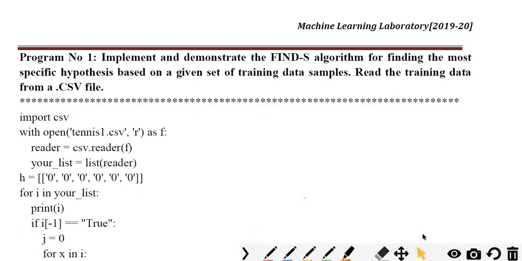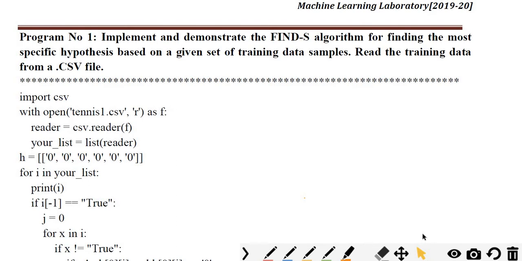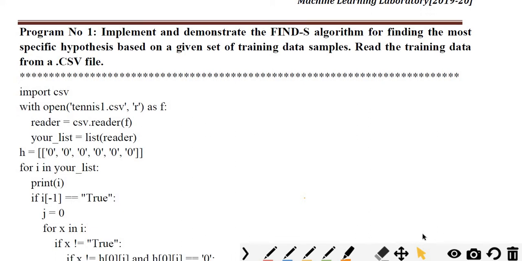We know what the Find-S algorithm is from module number 1. The Find-S algorithm will give you the maximally specific hypothesis, that is the hypothesis which will fit all the training data. Or you can also call it the most specific hypothesis. This is the aim of the first program, that is, implement and demonstrate the Find-S algorithm for the most specific hypothesis based on a set of training data samples.